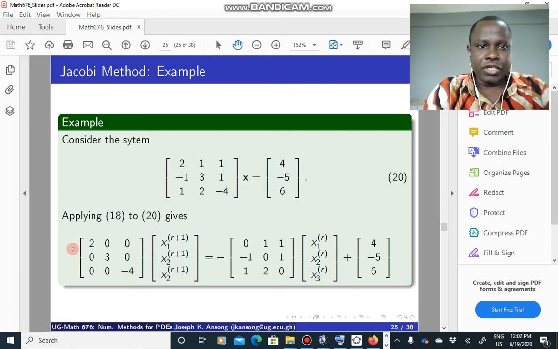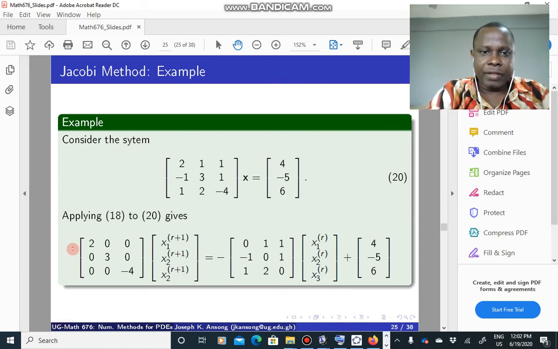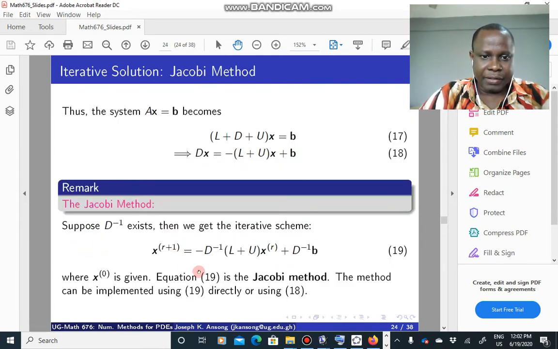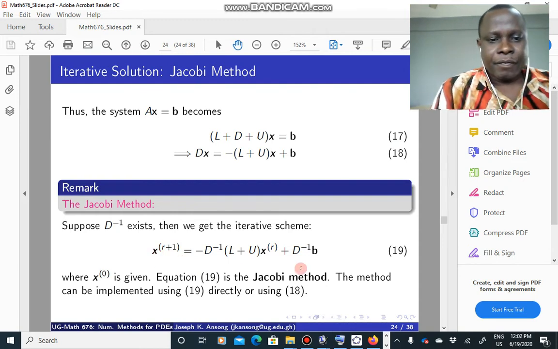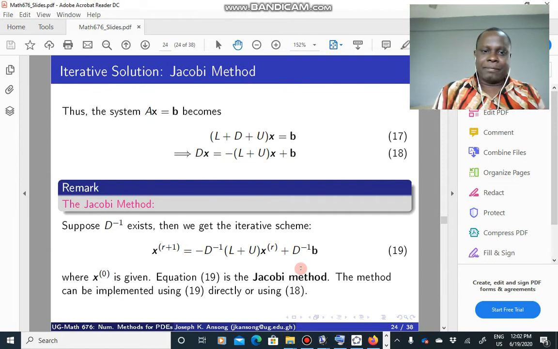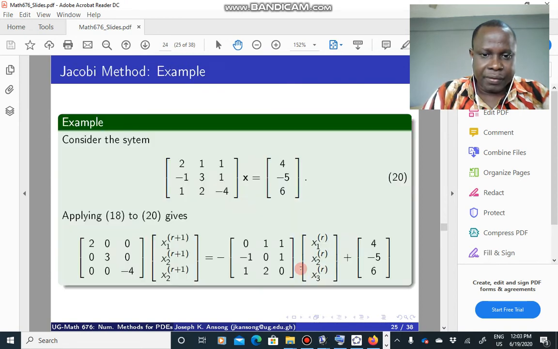So we want to continue with our lecture on the Jacobi method. In our last lecture, we looked at the method and we said you can use equation 19 as an iterative scheme to solve linear system of equations. Okay, so we want to look at this example here, where it's a 3 by 3 matrix multiplied by your x is equal to the right hand side of it.